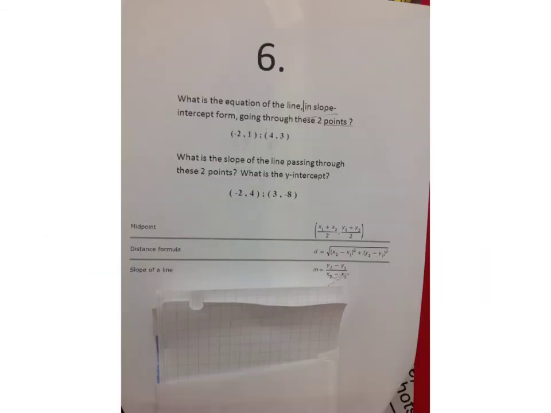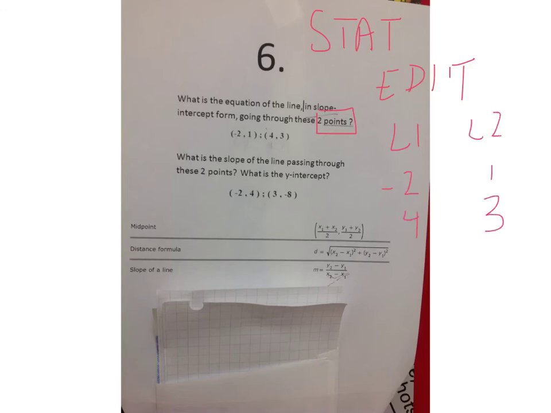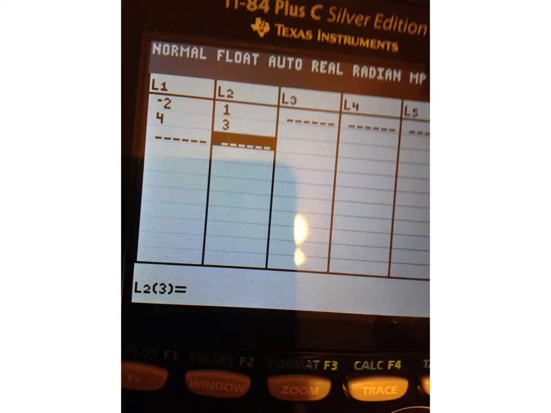6. What is the equation of a line in slope-intercept form going through 2 points? Anytime you're given 2 points, we use stat to find the equation, the slope, or the y-intercept. So you hit stat, you hit edit, L1 goes your x's, which would be -2 and 4. L2 is 1 and 3, because that's your y's. So here's your -2, 4, 1 and 3, and L1 and L2.